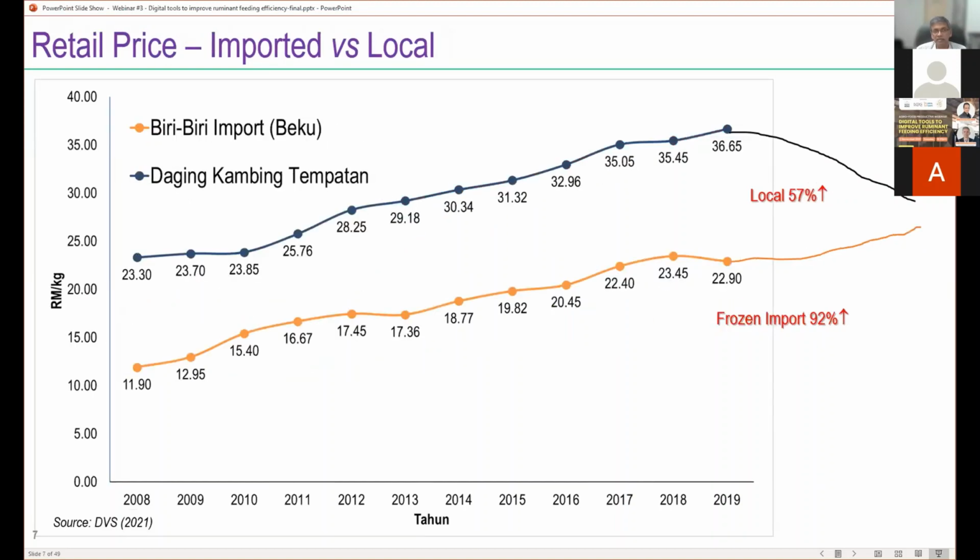Same thing with this is mutton, kambing sama juga. You can see the price is going up. Both going up, local dengan imported. So kalau kita boleh reduce this, and then we can sort of try to increase local production. Automatically increase because the demand will increase. Bukan sahaja pengeluaran ke demand.